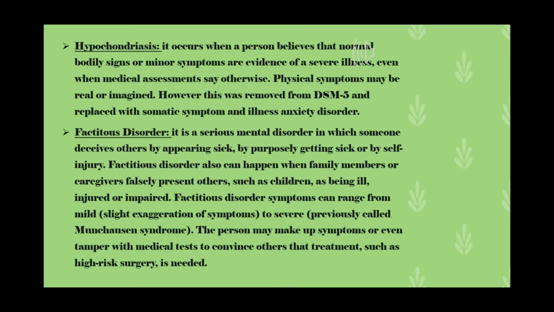Under voluntary types of somatoform disorders, we have the factitious disorder, wherein a person takes up a sick role. It is a serious mental disorder in which someone deceives others by acting sick, or they might even injure themselves to appear sick. Factitious disorder can also happen when family members or caregivers falsely present others, such as children, as being ill or impaired. The symptoms can range from mild, that is slight exaggeration of symptoms, to severe, which is also known as Munchausen syndrome.